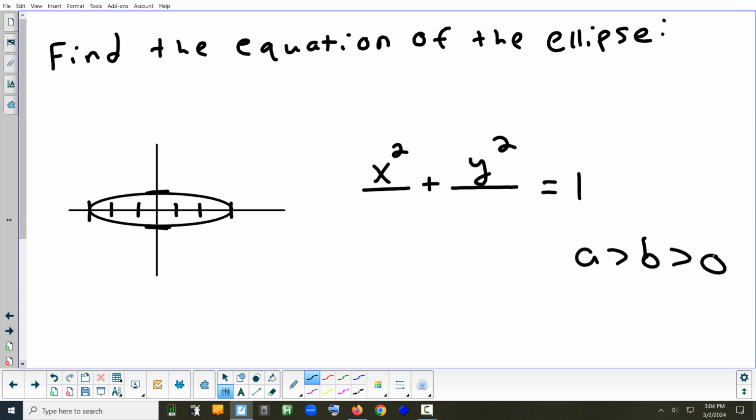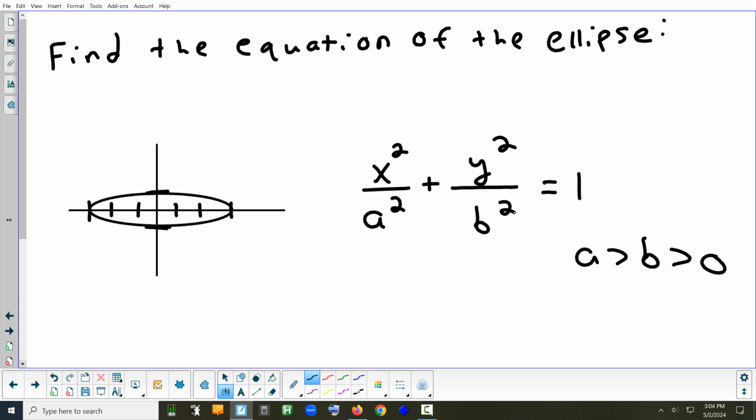So you have to figure out where the a squared and b squared are going to go. Where's the a squared going to go? Under x or under y? Under x. Right. We have to put it under the x because we want the major axis to go in the x direction. So we put a squared here, b squared there.